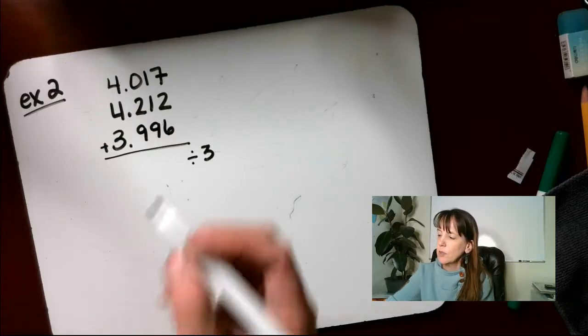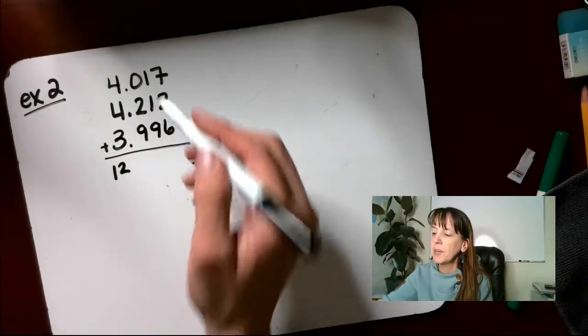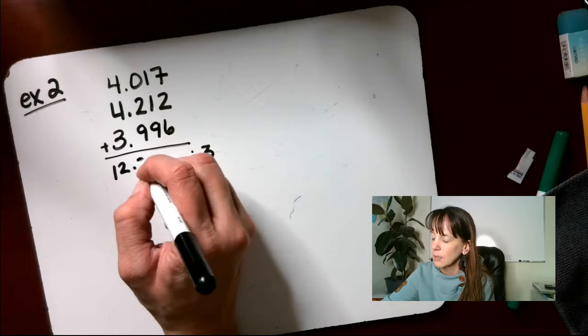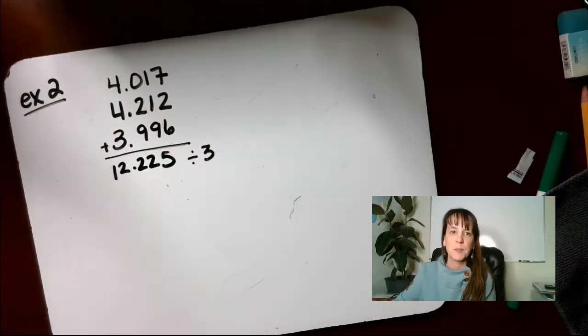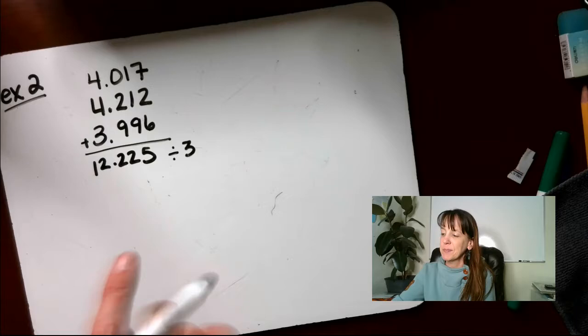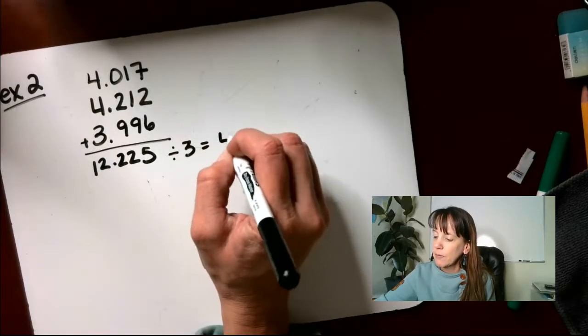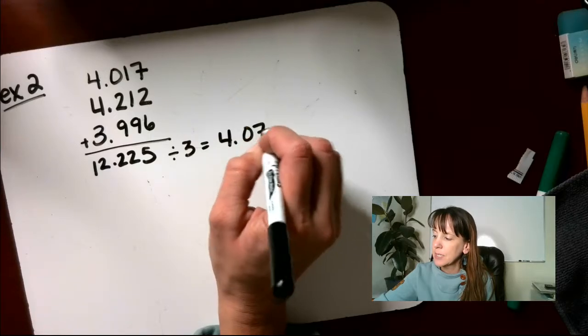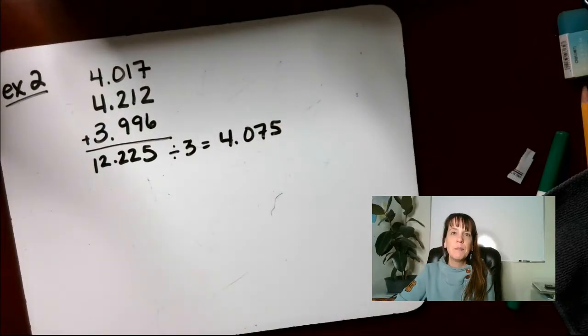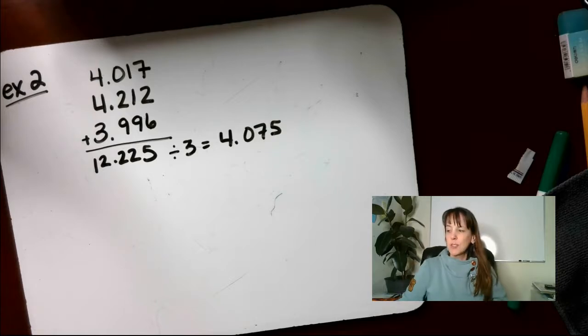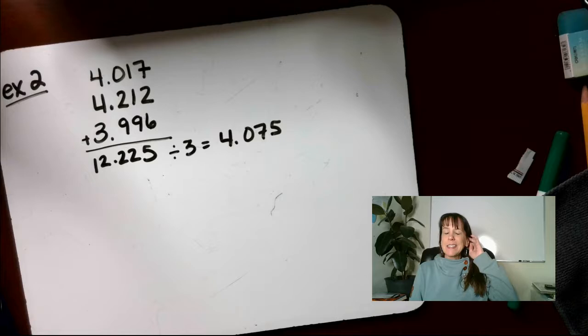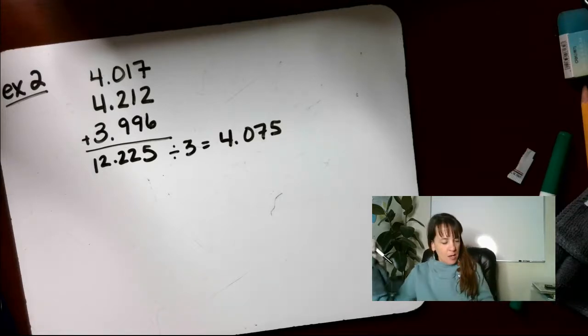3.996. All right, so we end up getting 1, 2. I would add by hand, but I know I'll make a mistake, and nobody's here to catch me because I do this by myself. So we'll do it like that. Then we divide by 3, and I don't mind if you use calculators at this point. We get 4.075. So the average of those measurements was 4.075, or 4 and 75 thousandths. Let's look at example 3.